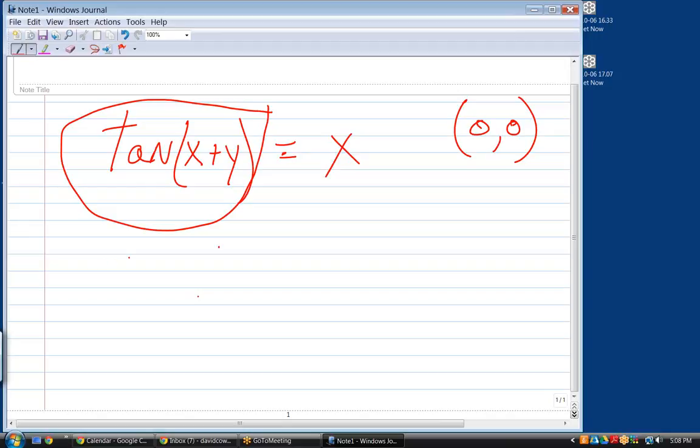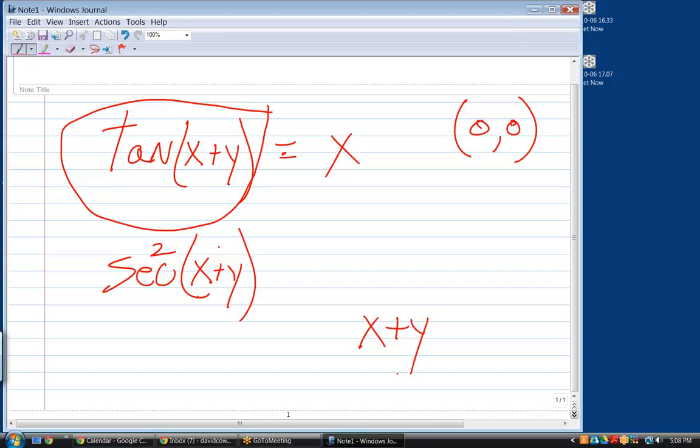Secant squared. So that would be secant squared of x plus y. That's the outside. What's the derivative of the inside? Well, wouldn't it be 2 times y plus 1? Or, sorry, 2 times dy dx. Just take the derivative of that. What would that be? It's 2, right? No? Take the derivative of that, which is 1.